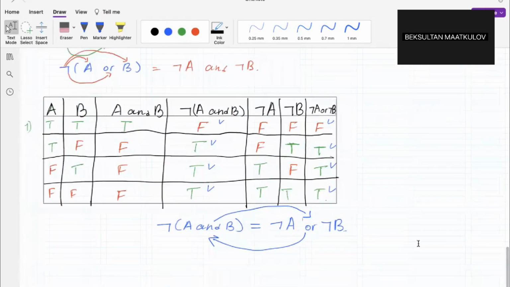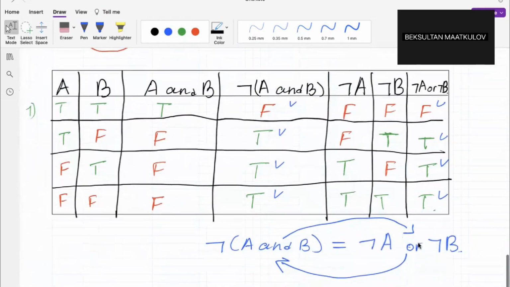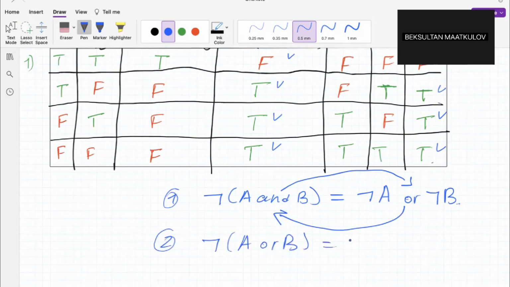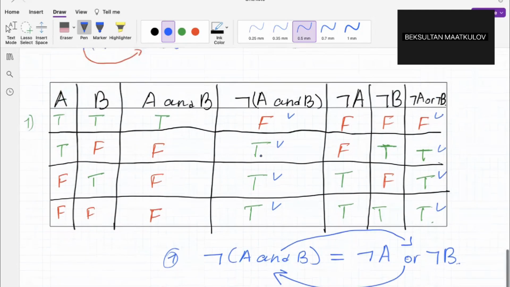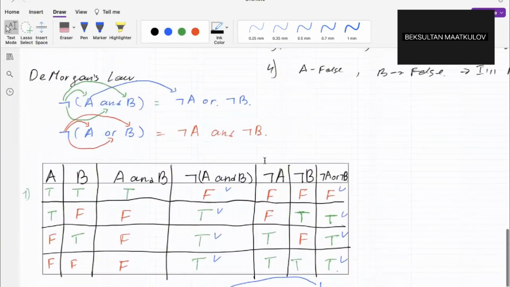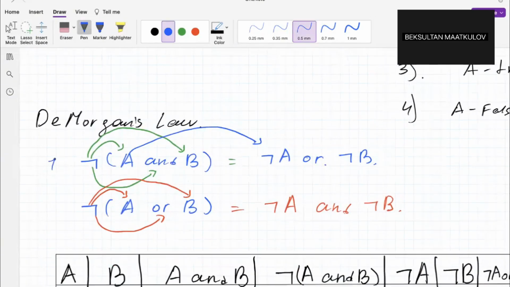Okay, for you, the first homework will be to build a truth table for the second law. That was the first case where not (A and B) equals not A or not B. The second law is that not (A or B) equals not A and not B. So try to build such a table, check truth validity, and try to prove it. That's the first homework. And so far, we've done De Morgan's laws. Basically, this is two laws, and you need to know them.